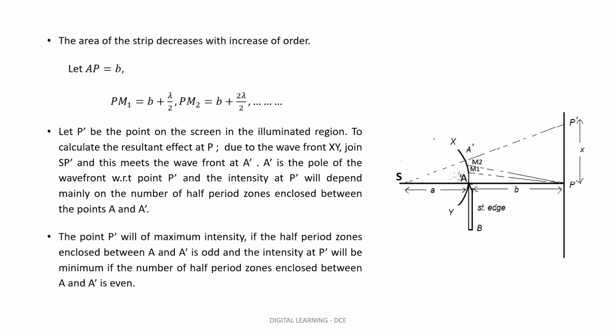For point P, A is the pole of the wavefront. For point P dash, only the upper half of the wavefront from A dash is exposed, whereas the lower half AY of the wavefront is blocked by the edge AB. So the point P dash will be of maximum intensity if the number of half-period zones enclosed between A and A dash is odd, and the intensity at P dash will be minimum if the number of half-period zones enclosed between A and A dash is even.